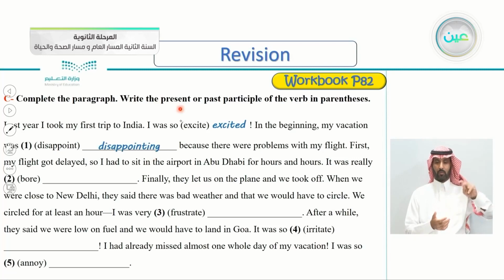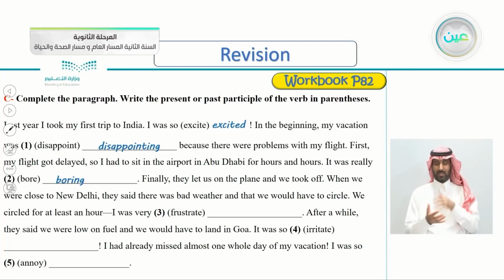So we used the present participle here because there were problems with my flight. First, my flight got delayed. So I had to sit in the airport in Abu Dhabi for hours and hours. It was really bor... Is he describing something that he feels, or is he describing the source? Very good, it's the source. So it was really boring. If he was describing himself, he would say, I was really bored. But he is describing the situation.